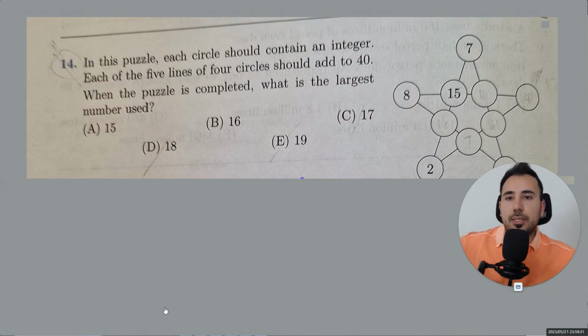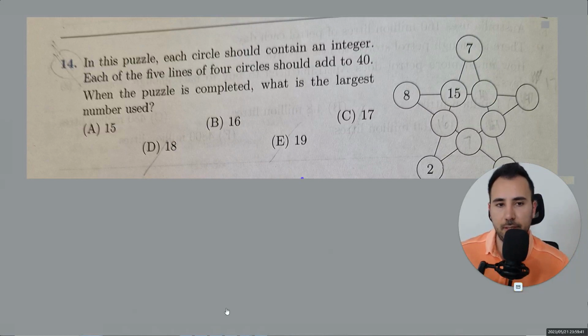In this puzzle, each circle should contain an integer. Each of the 5 lines, so there are 5 lines, obviously 1, 2, 3, 4, 5, of 4 circles, 1, 2, 3, 4 circles, should add to 40. When the puzzle is completed, what is the largest number used? That's the first question that is, I think, challenging.